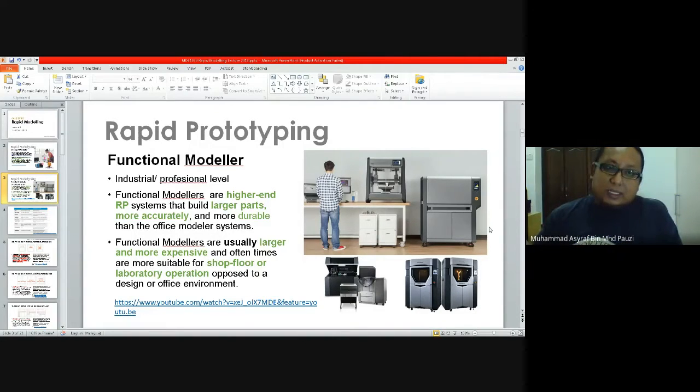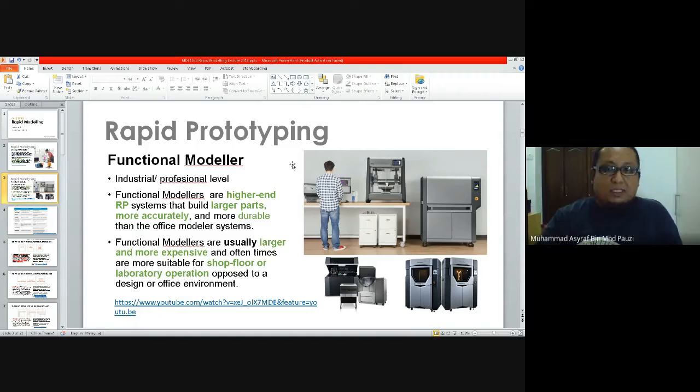Contrary to the office modeler just now, this one is huge. The printer's size is very big, as you can see on the screen. There's an operator, and you can see how big the printer is. It's higher end, using larger parts, much more accurate, much more durable. And of course, the price is so much more expensive.